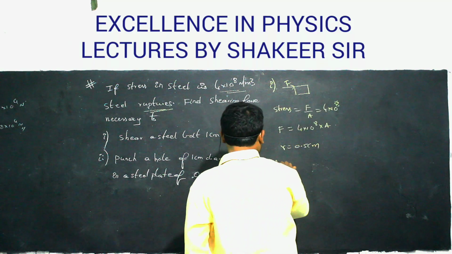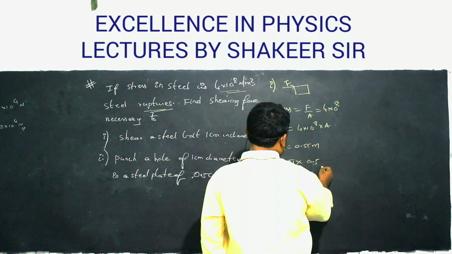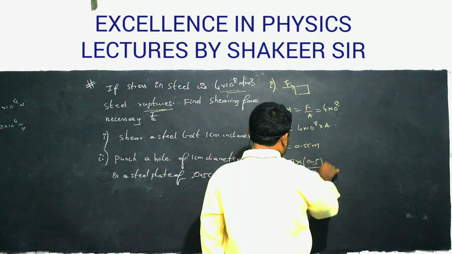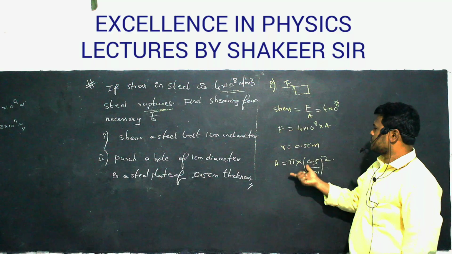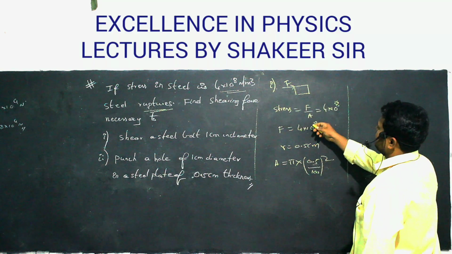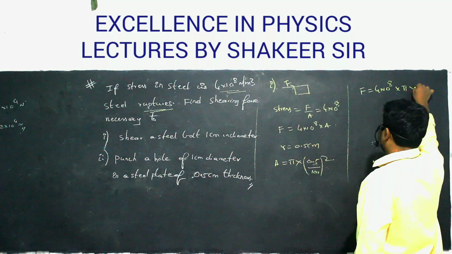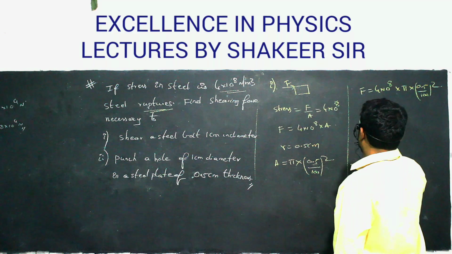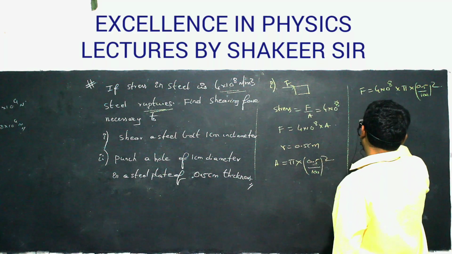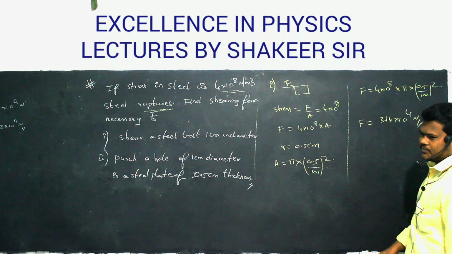So therefore area is equal to pi into radius is how much? 0.5 whole square. So 0.5 divided by 100 whole square. So this is the area. Clear? So then just substitute in this relation, then that is our answer. So what is the force? Force is equal to 4 into 10 power 8 into pi into 0.5 divided by 100 whole square. So if you calculate this value, what is the answer we have to get? 3.14 into 10 power 4 Newton. That is our answer for the first one.